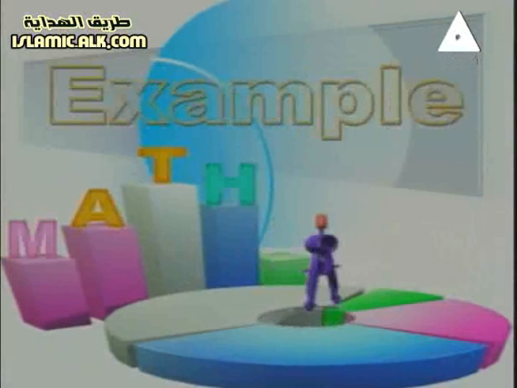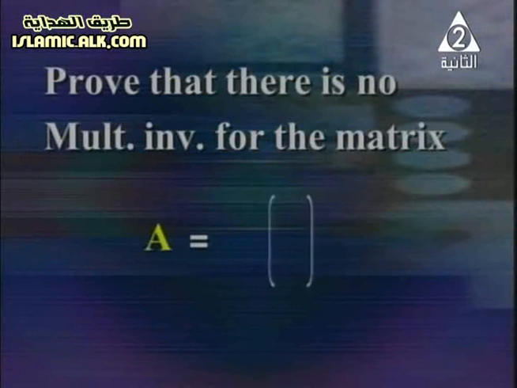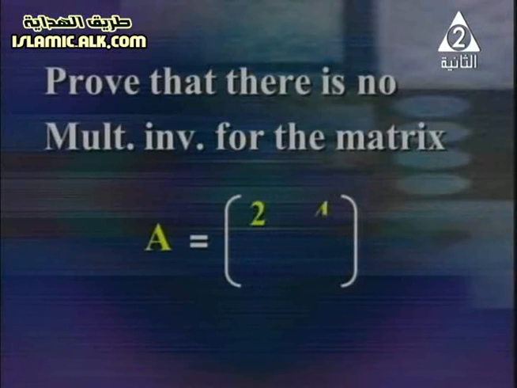Another example. Prove that there is no multiplicative inverse of matrix A = [2, 4; 3, 6]. What is the condition, dear student, if we prove that this matrix has no multiplicative inverse? Excellent student, determinant equals 0.